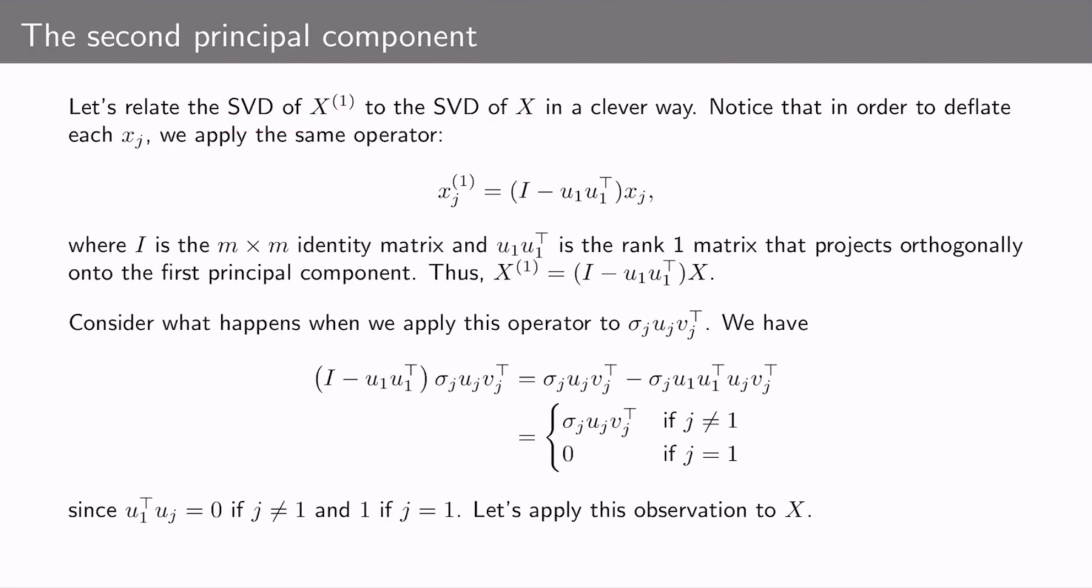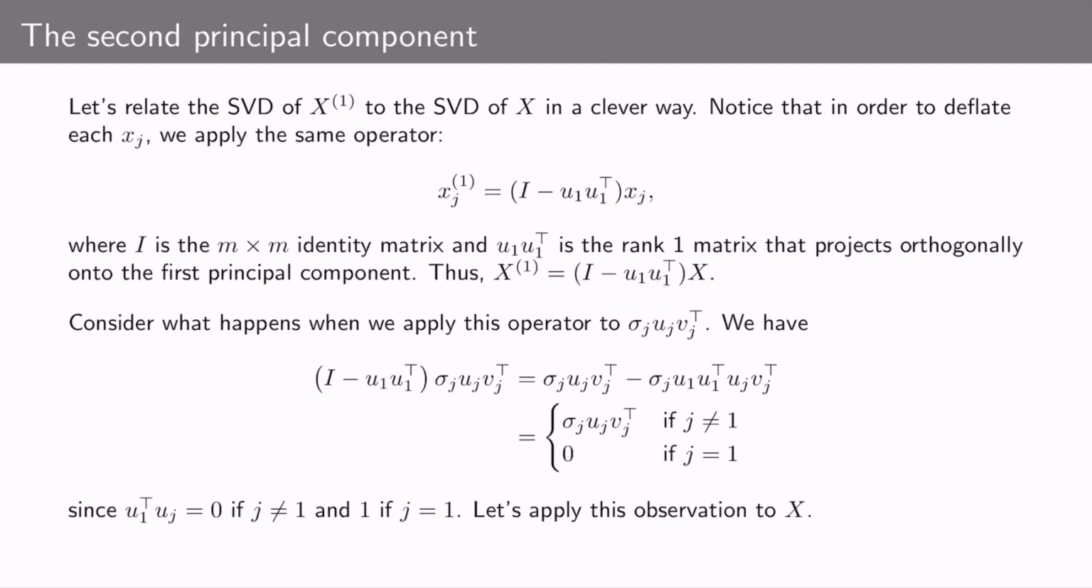First, notice that in order to deflate each observation xj, we apply the same operator. That operator is a matrix I minus u1 u1 transpose. Here I is the identity matrix, and u1 u1 transpose is the rank 1 matrix that creates an orthogonal projection onto the first principal component. So, by the way that matrix multiplication works, I can deflate all my data to x1 by simply applying that matrix to the matrix x.